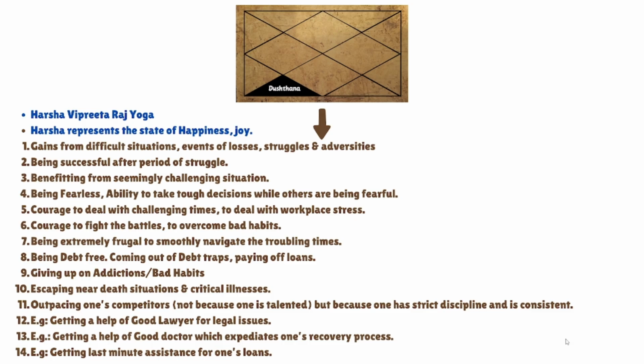Now, when the sixth lord is sitting in its own house, the sixth house, it is considered as Harsha Viparit Raj Yoga. Viparit Raj Yoga means gaining from a difficult or unfortunate or unlucky situation where you think, oh my god, what a tragedy has hit me. But then, when you progress ahead, you think, oh my god, that was the best thing that happened to me, right? So that is a Viparit Raj Yoga, where a person gains in one way or the other from a seemingly difficult situation. This specifically is called the Harsha Viparit Raj Yoga.